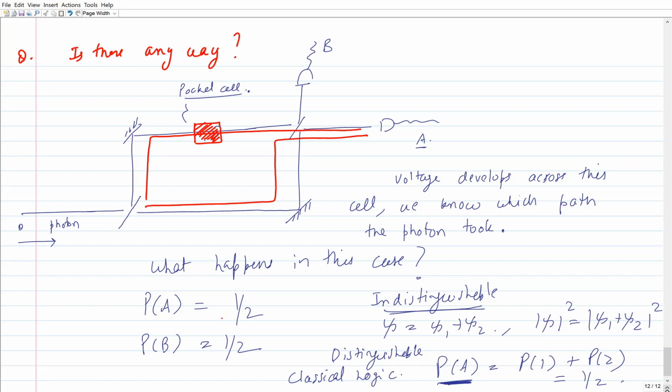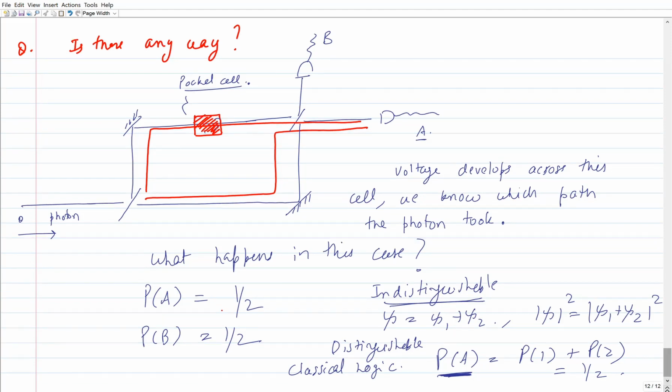So this is something really fascinating about quantum mechanics, and I think we are almost done with the time.